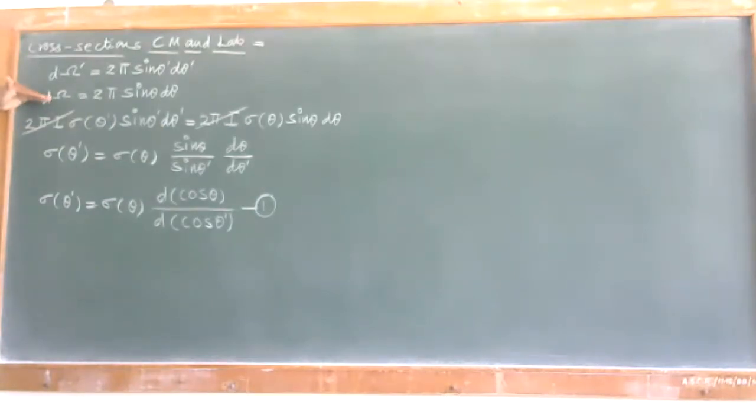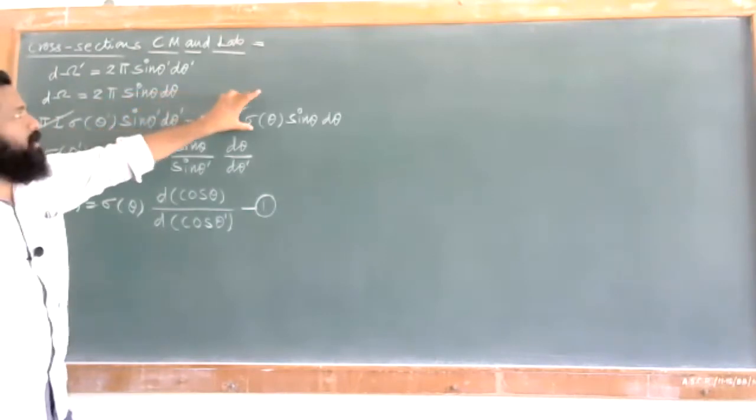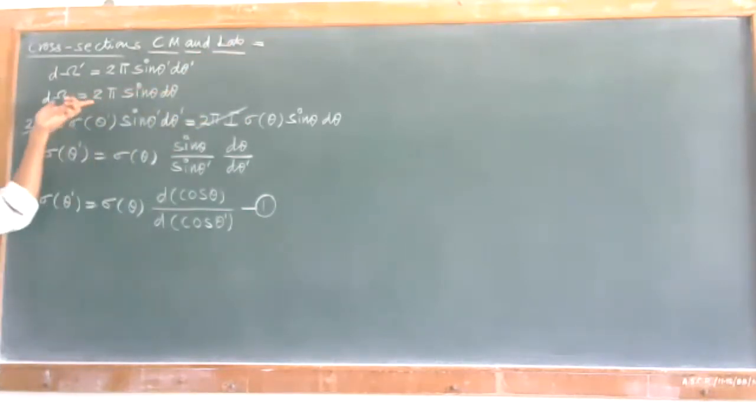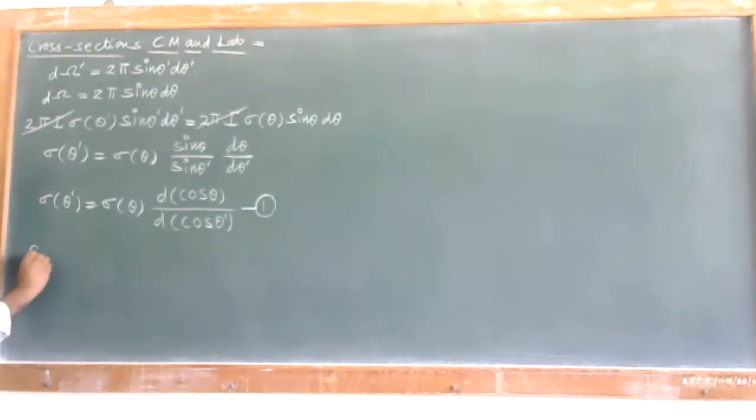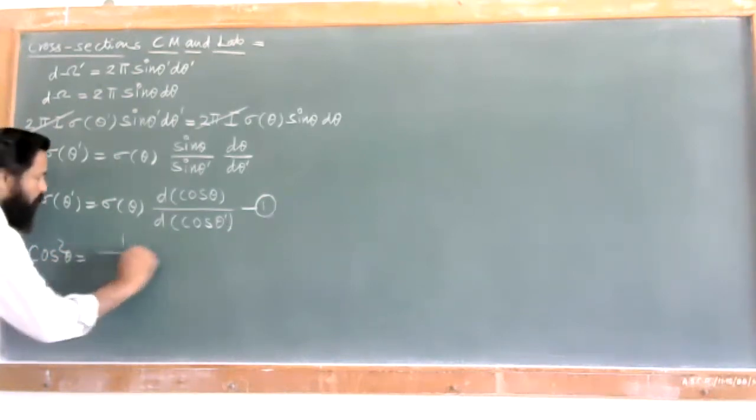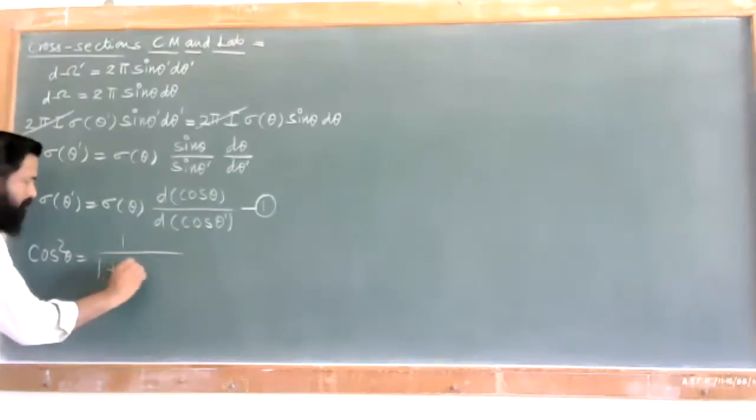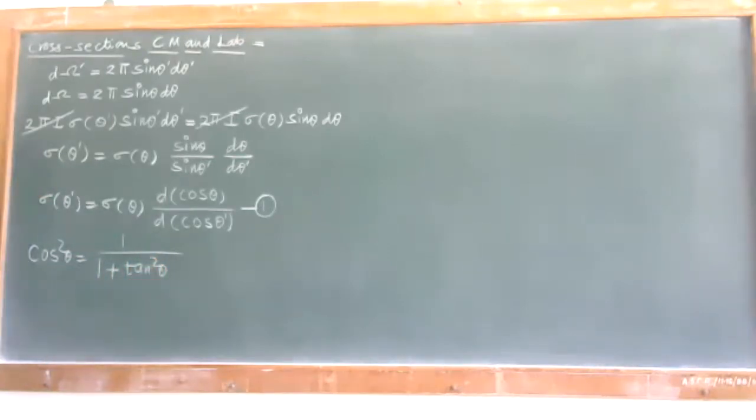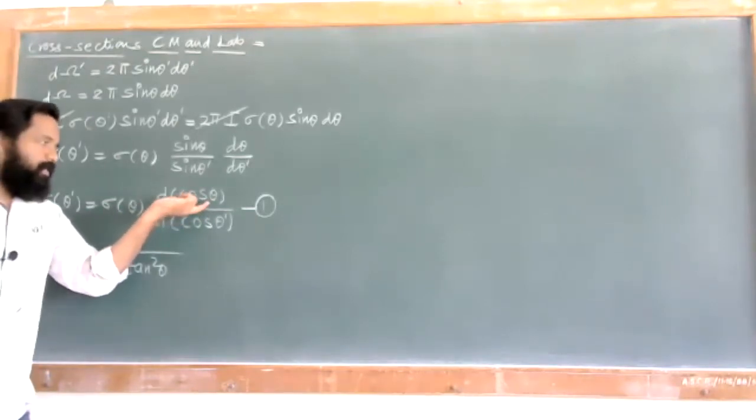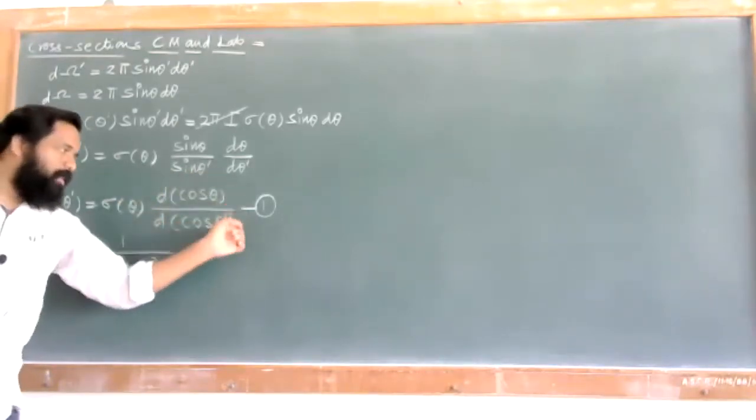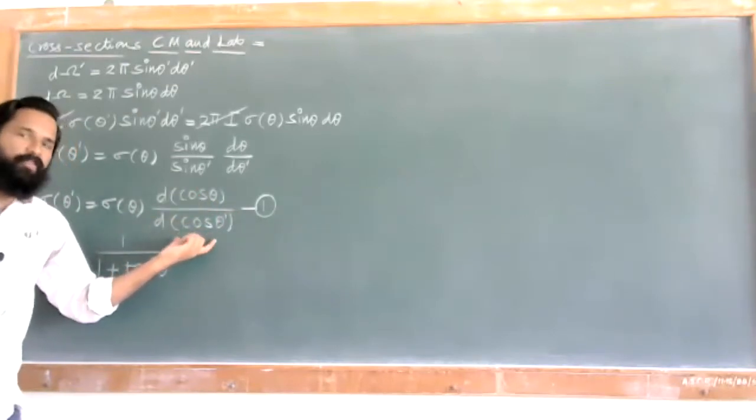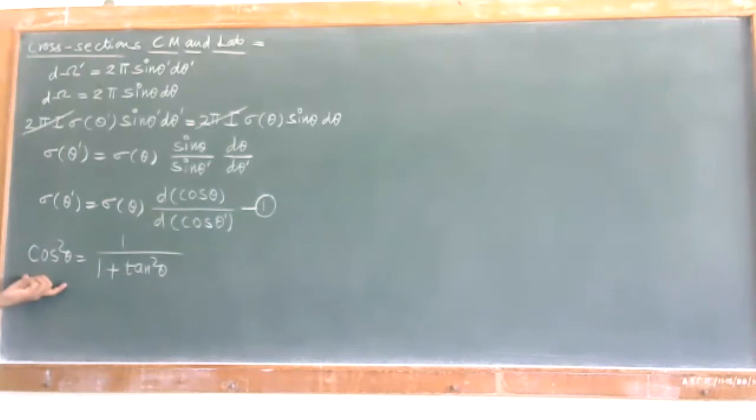So we have the simplest thing: the number of particles scattered in solid angle d omega dash in the center of mass frame must be equal to the number of particles which are scattered in the laboratory frame, or in terms of solid angle d omega. Now we have to use one relation. We have a trigonometric identity, that is cos square theta is equal to 1 upon 1 plus tan square theta. So we have to find the value of the derivative of cos theta upon the derivative of cos of theta dash. Okay, so we can just use it.